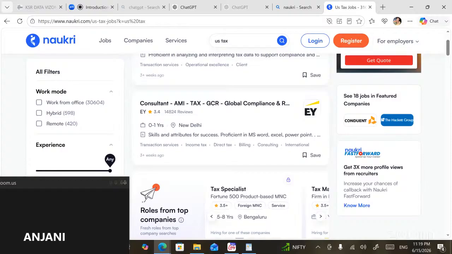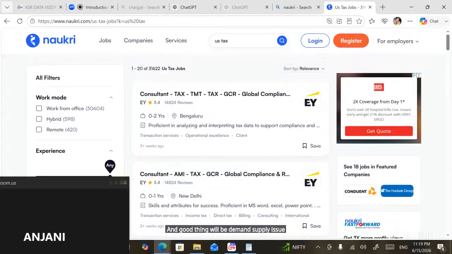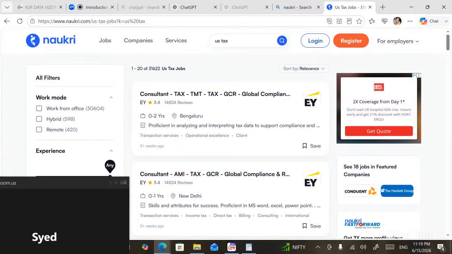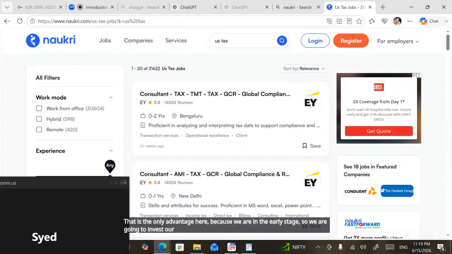And the good thing is the demand supply issue. Very few people are aware of US tax consultant and US tax analyst jobs. Enrolled agent, I guess most of the people here are hearing about it for the first time. That's the only advantage here because we are at an early stage. So we invest our time and money here and enter the job very easily. Once it becomes a boom, most people will learn it again. There will be competition. Now it will be easy.